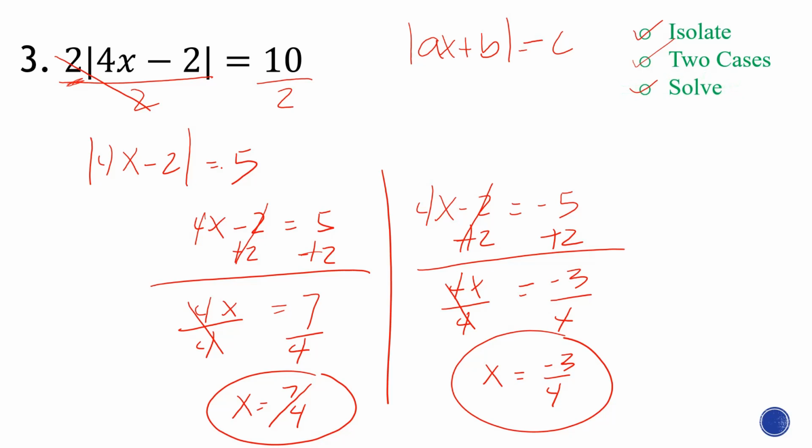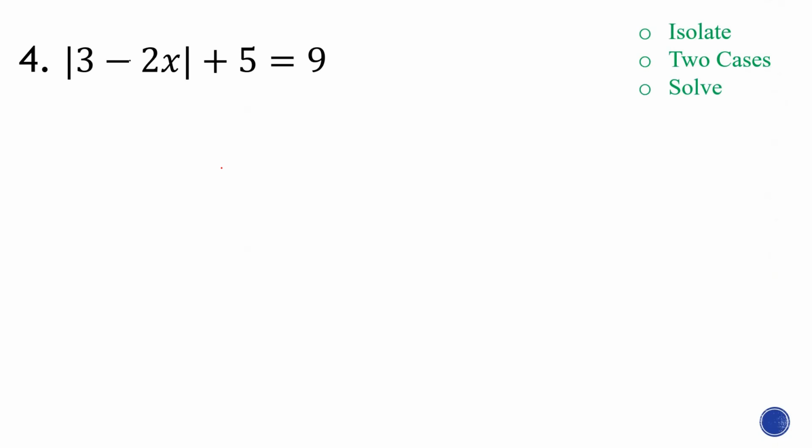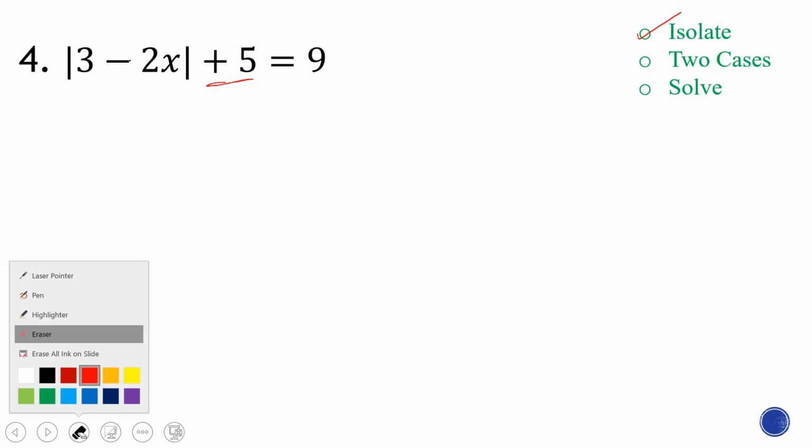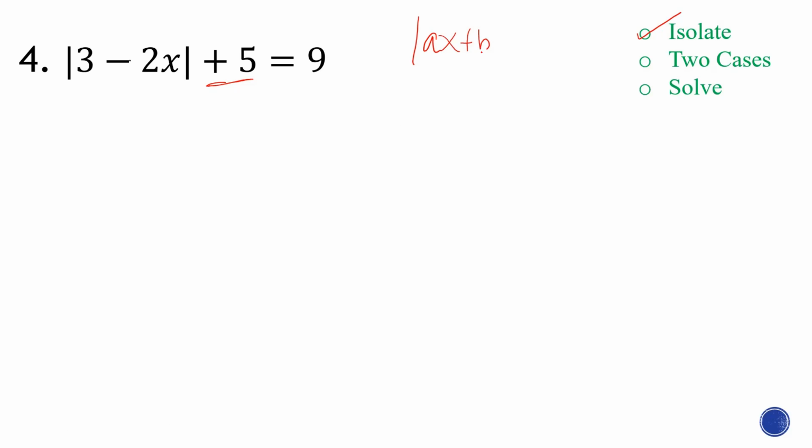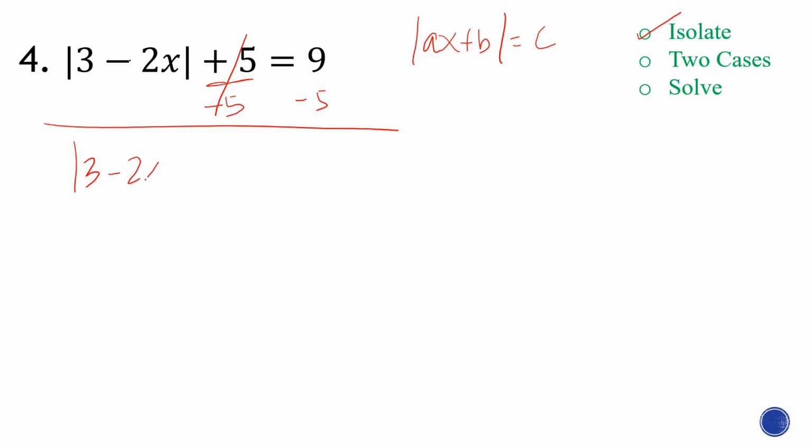I have a lot of examples here. Here, again, we will do the isolation because we have a 5 here. We want our absolute value equation to be in the form of the absolute value of ax plus b is equal to c. So, to eliminate that 5, what we will do is subtract 5 on both sides. Okay, so that will give us this absolute value equation. Obviously, that is in the form of the absolute value of ax plus b equals c. That is what we want to happen.